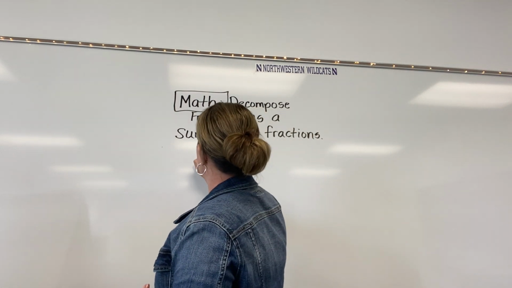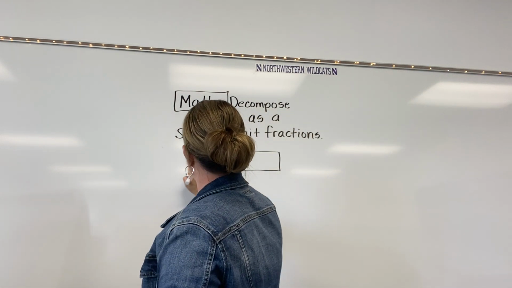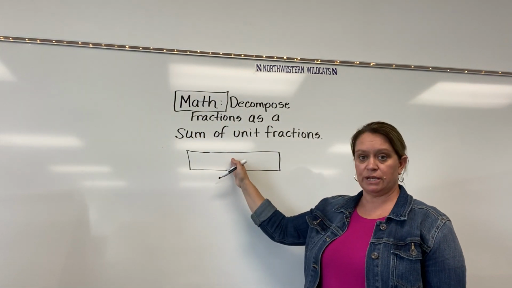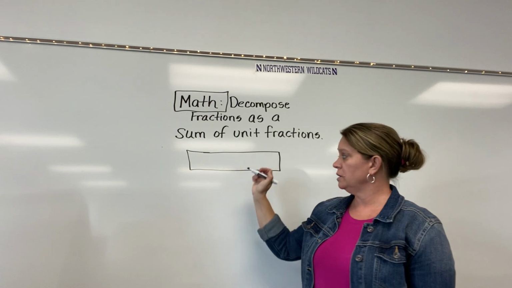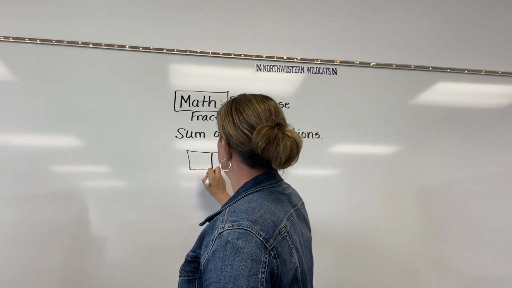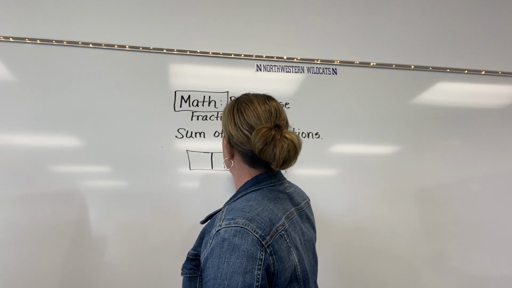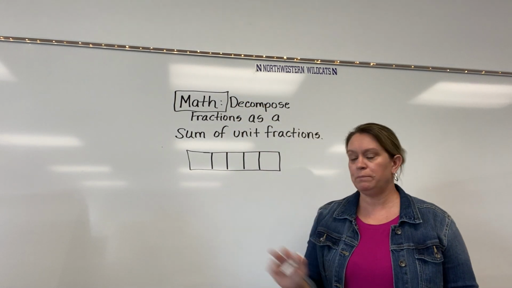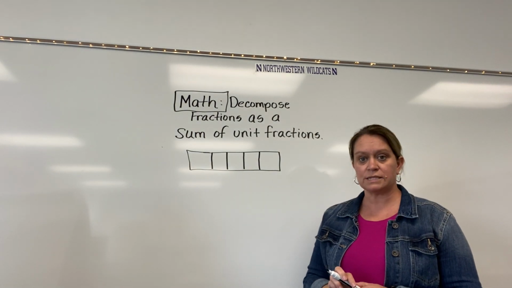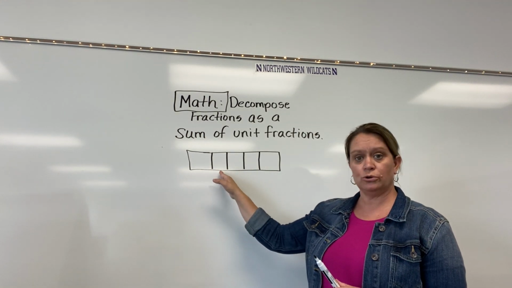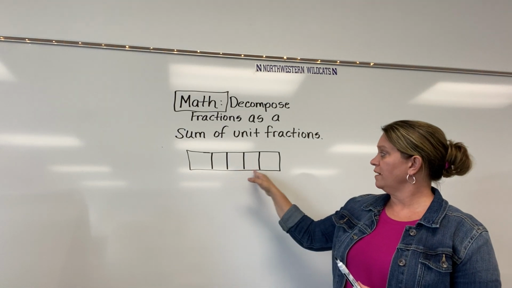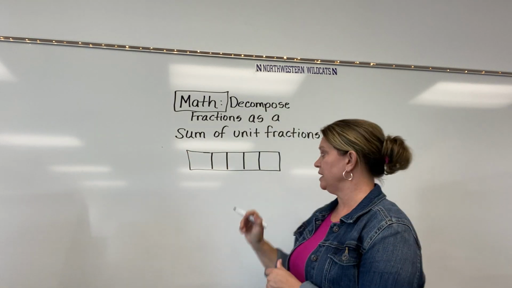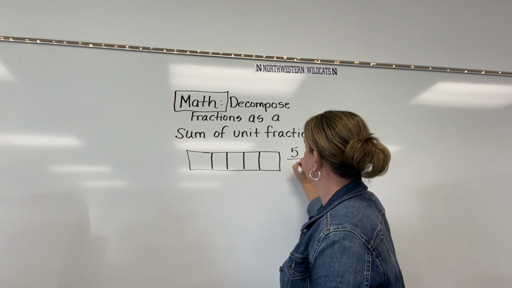Okay, over here on the board, same as the Unifix cubes, if I think of one whole rectangle, this represents one whole. If I separate it, now how many pieces do I have of the whole? Well, let's count: 1, 2, 3, 4, 5. So this rectangle represents 5/5.